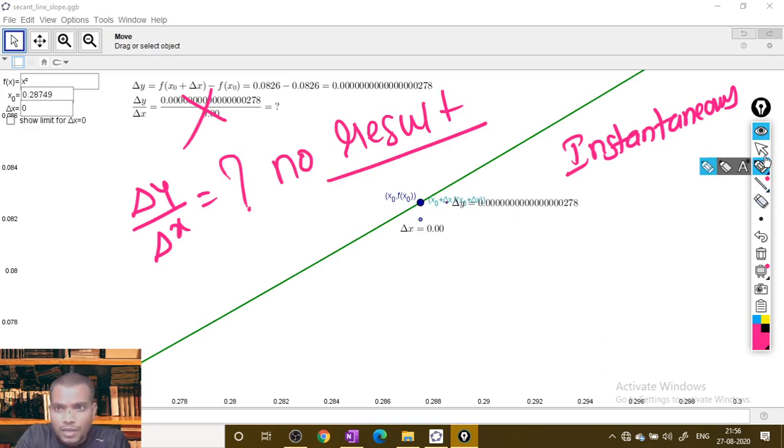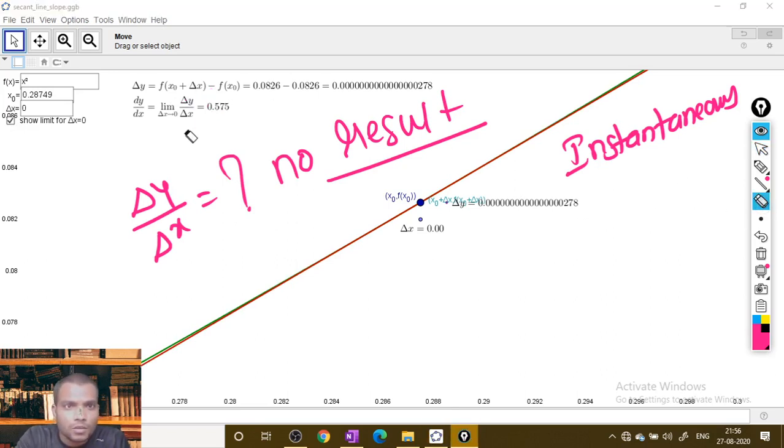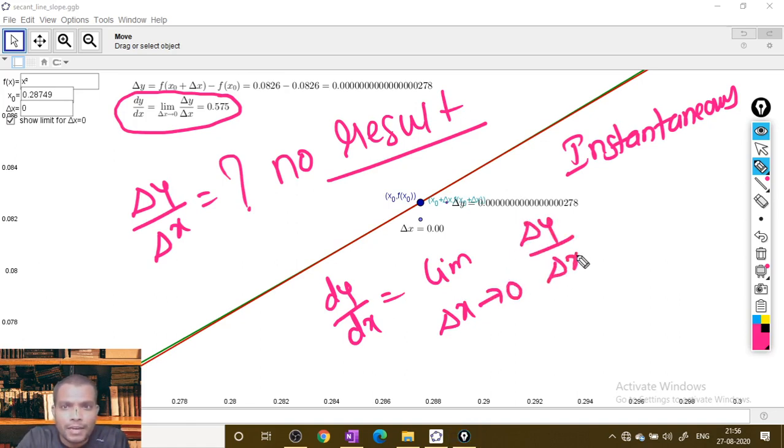But if you can take an option, here that option is, show limit. Here we are seeing a different mathematical term which is known as dy by dx. I will tell what this is. This is nothing but limit delta x tends to 0 of delta y upon delta x.